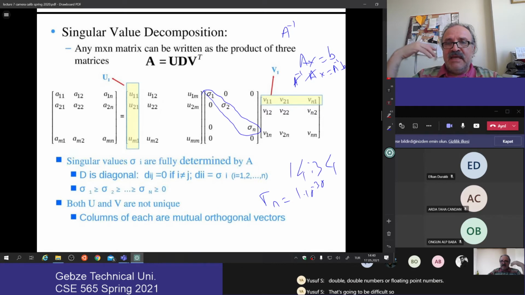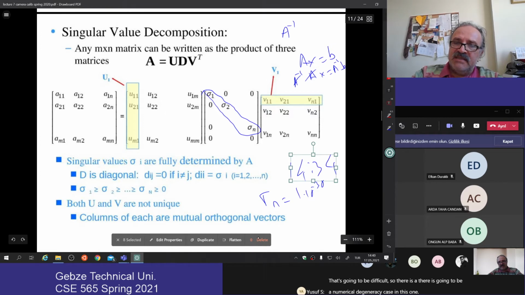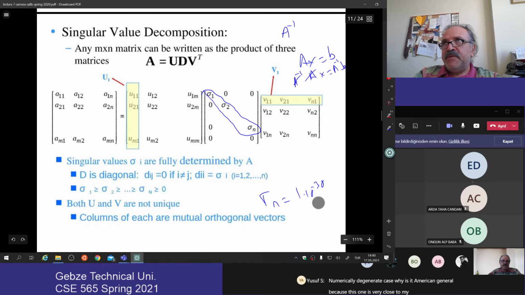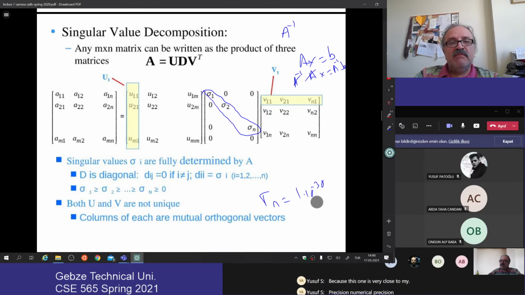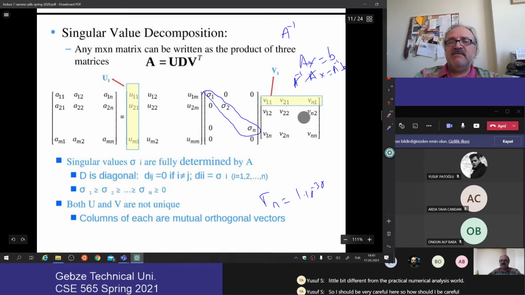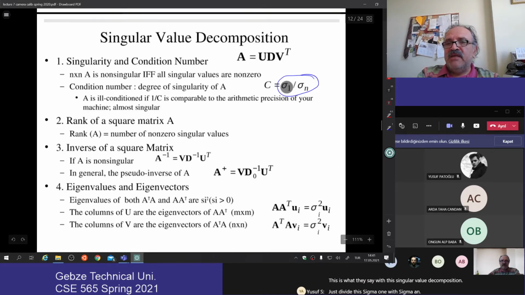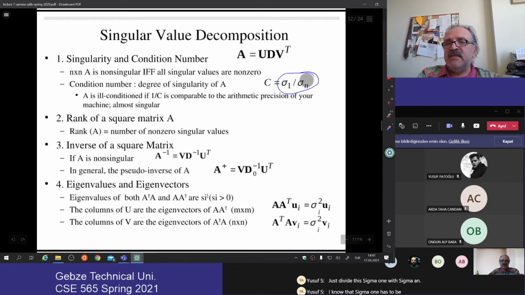So there is going to be a numerical degeneracy case in this one. Numerically degenerate case. Why is it numerically degenerate? Because this one is very close to my numerical precision. Okay, so the theoretical world is a little bit different from the practical numerical analysis world. So I should be very careful here. So how should I be careful? This is what they say with the singular value decomposition. Just divide sigma 1 by sigma n. I know that sigma 1 has to be larger than or equal to sigma n.